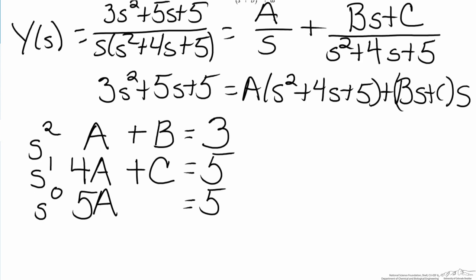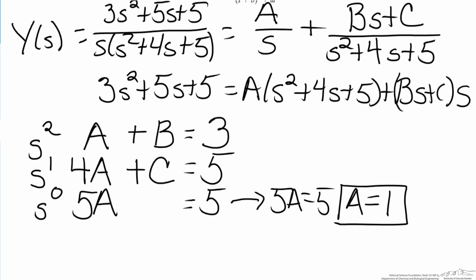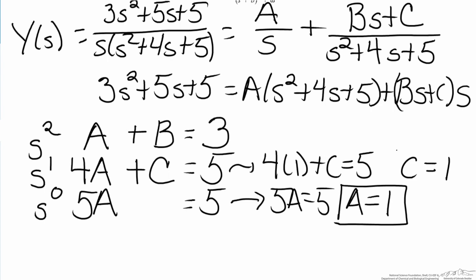We can now solve for a, b, and c. First we'll start with the s to the 0th equation to find a. A equals 1. We can then substitute a equals 1 into the s to the first term, and that will show that c also equals 1. And the s squared equation will allow us to solve for b.